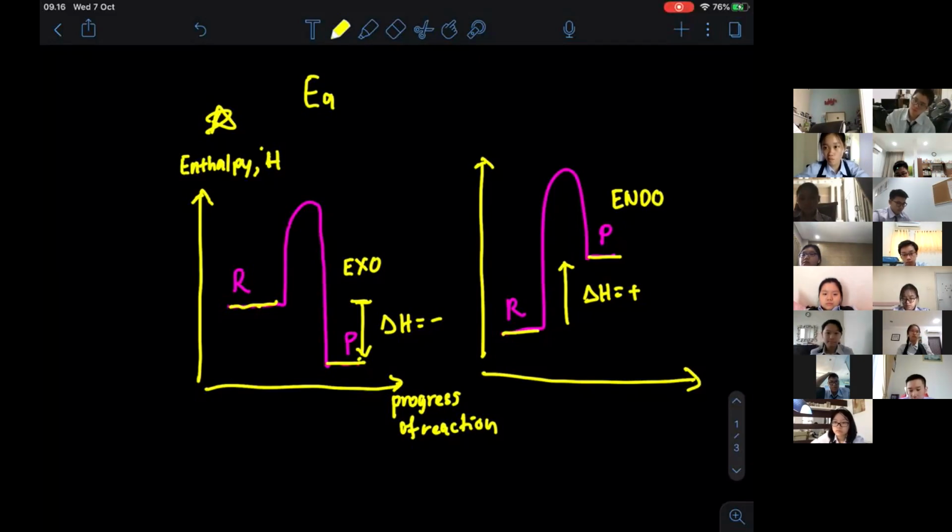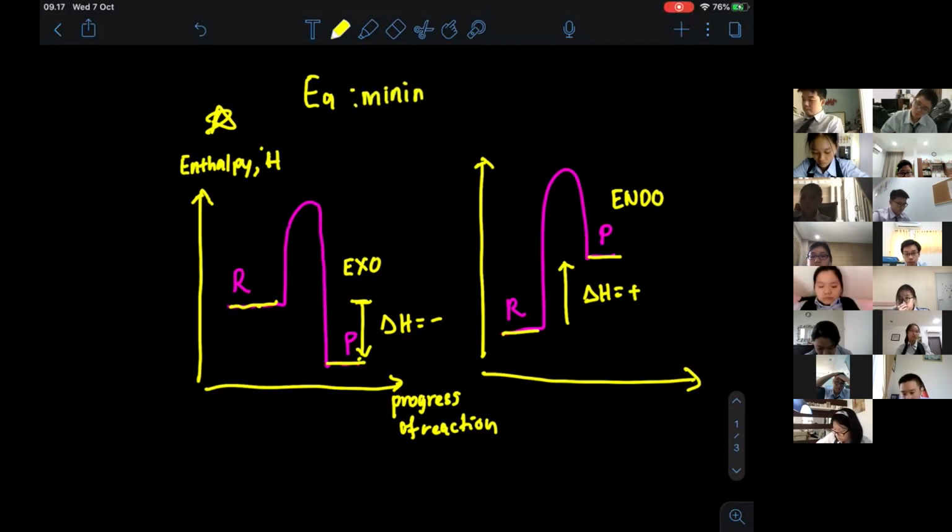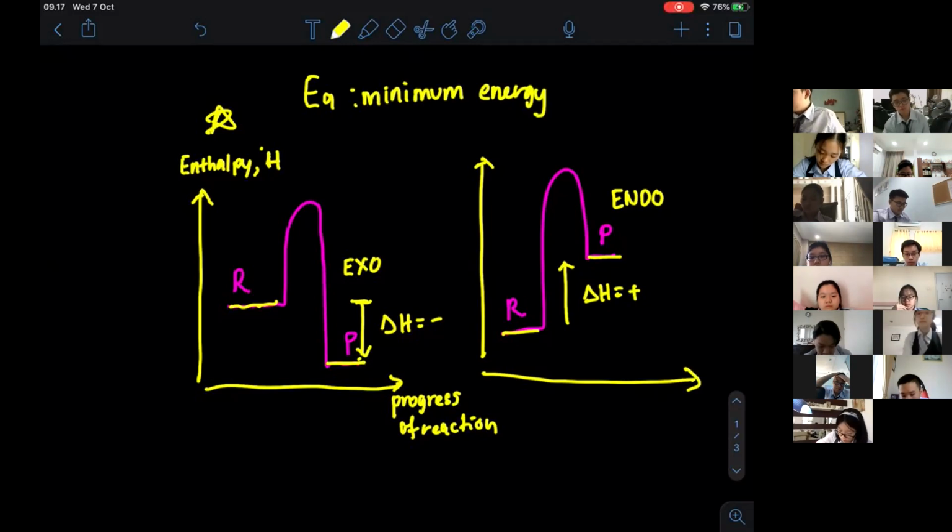Students can get a lot of marks. Some of them can get 90, some 92, some 20%, some 30%. So not all of them will actually get an A. In this case, the activation energy is the point that you need to take note of. Activation energy is the minimum energy required for the reaction to occur, or the minimum energy required for the reaction to happen.